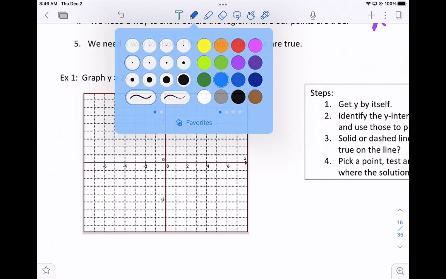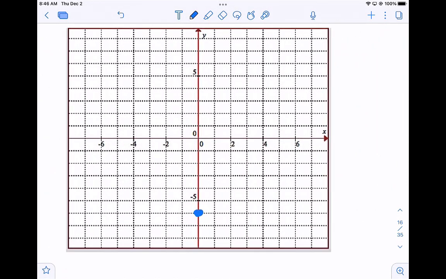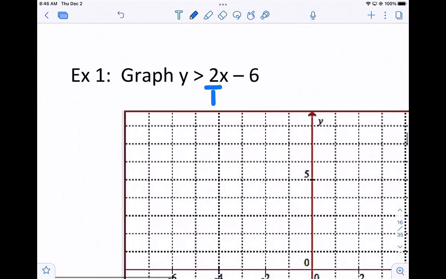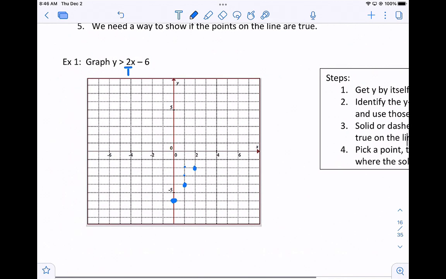So here the y-intercept is negative 6, because it's the number by itself when y is by itself. Our slope is 2, which is the same as 2 over 1. So it's positive. We're going to go up 2 over 1 and make a dot. You can do it a few times.